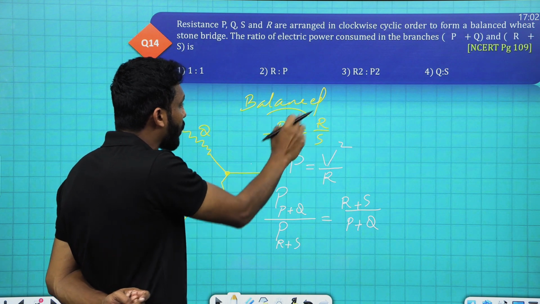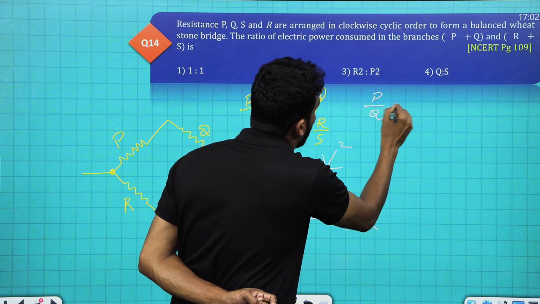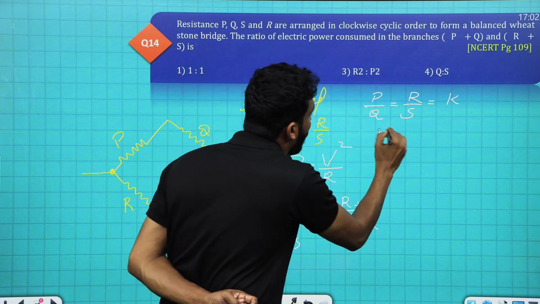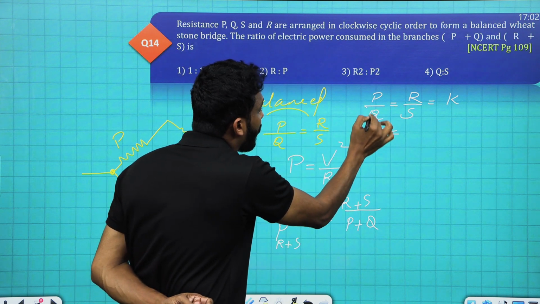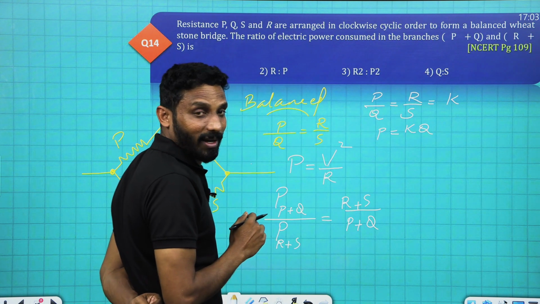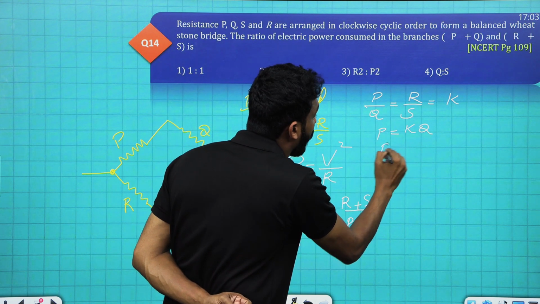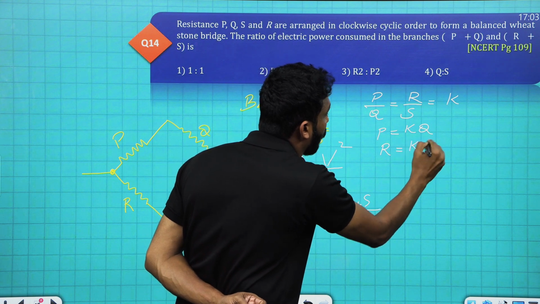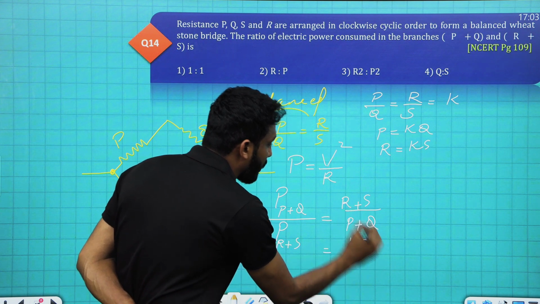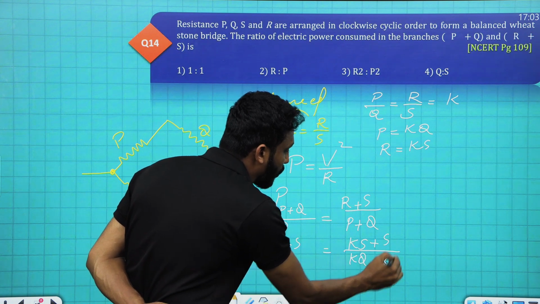Here we have the equation P by Q is equal to R by S. Let it be a constant K. Then P in terms of Q is K times Q. Correct? P is equal to K times Q. We place this value here. And R is equal to K times S. Then the ratio is K times S plus S divided by K times Q plus Q.